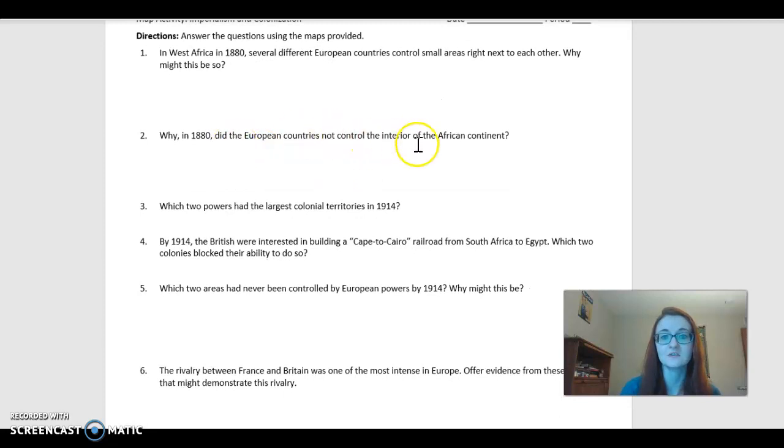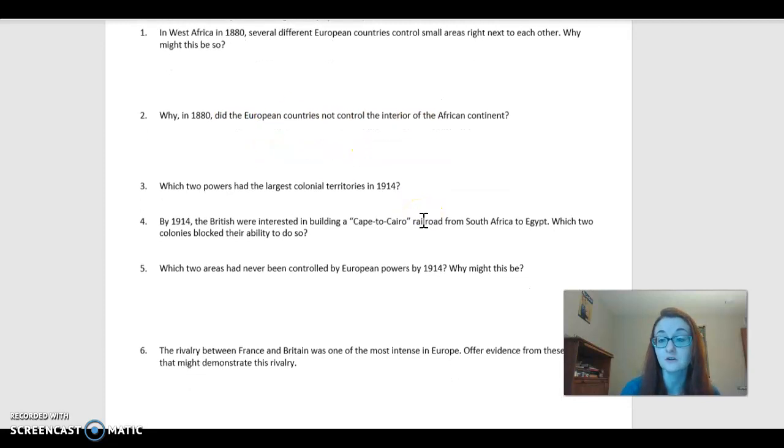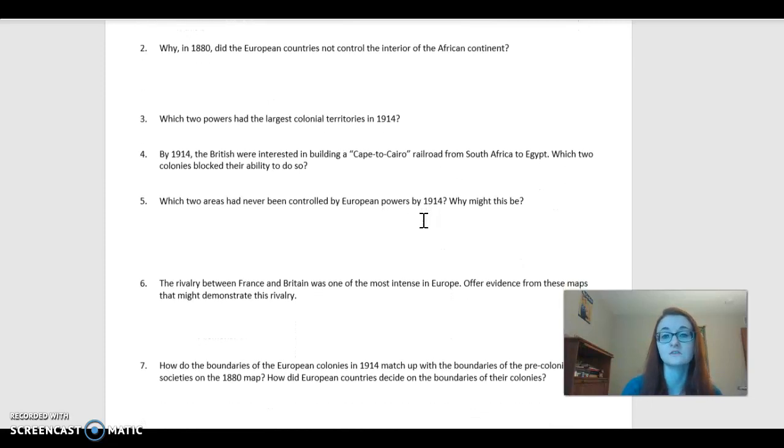Why in 1880 did the European countries not control the interior or the center of the African continent? Again, think geography. Make those connections. Which two powers had the largest colonial territory in 1914? Be aware of dates so that you make sure you're looking at the appropriate map to get your answers.